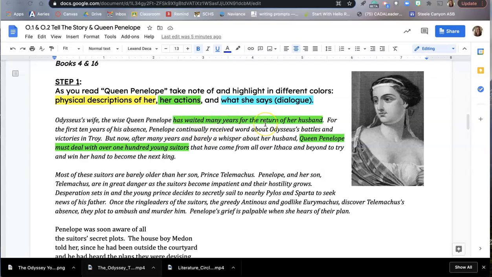Notice that these are her actions. She's waited for many years for the return of her husband, and she has to deal with over 100 young suitors who have come for her hand in marriage.